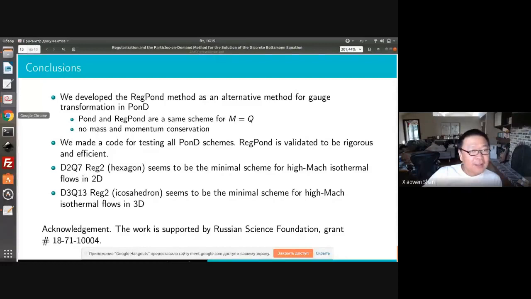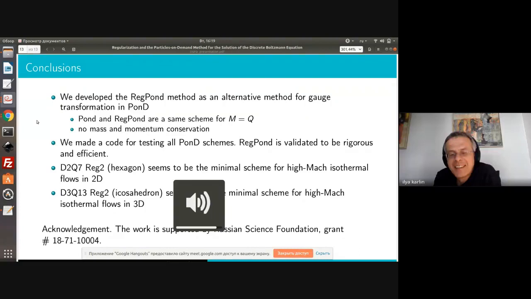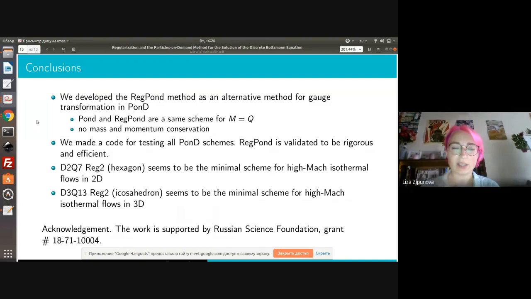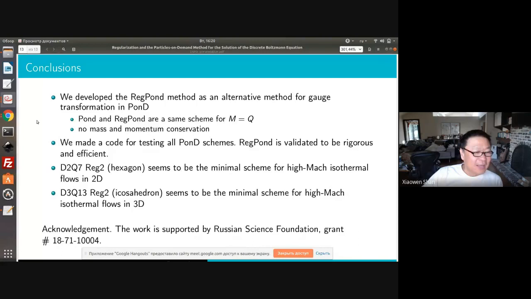Yeah, actually, I have a question. On this slide, you said that there's no mass and momentum conservation. So is that going to cause problems, in your opinion? I haven't heard the second part of the question. Can you repeat it? I'm just curious. If there's no mass and momentum conservation, are you going to have problems in your accuracy?